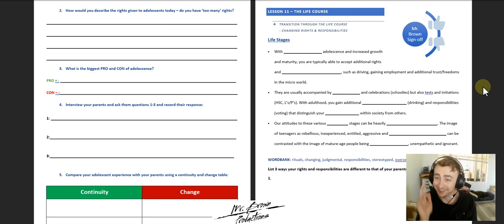Alrighty, lessons. Oh, I nearly said 7, but I meant 11. 7-11, tongue twister.